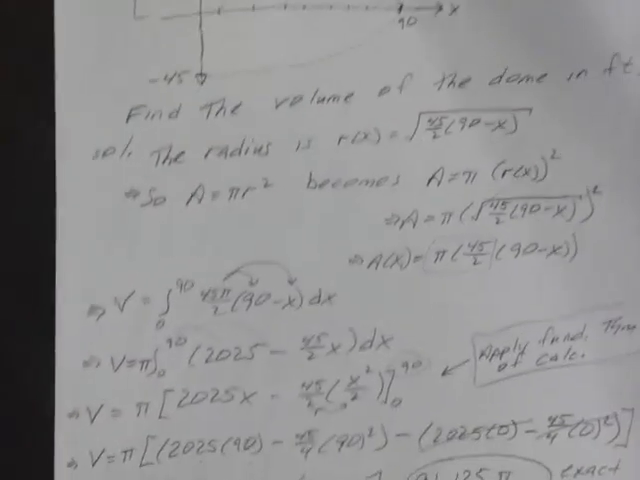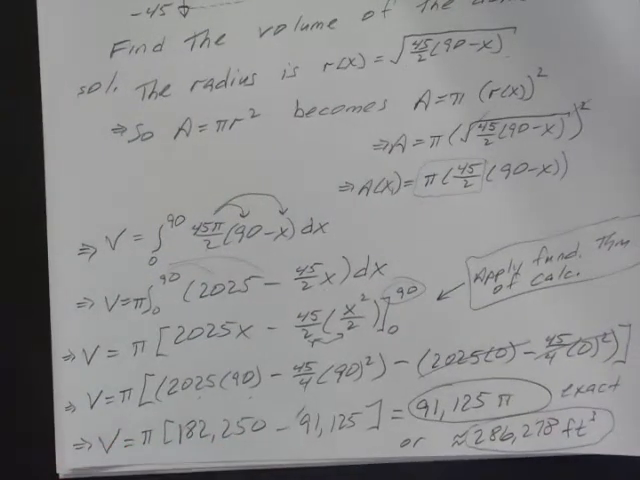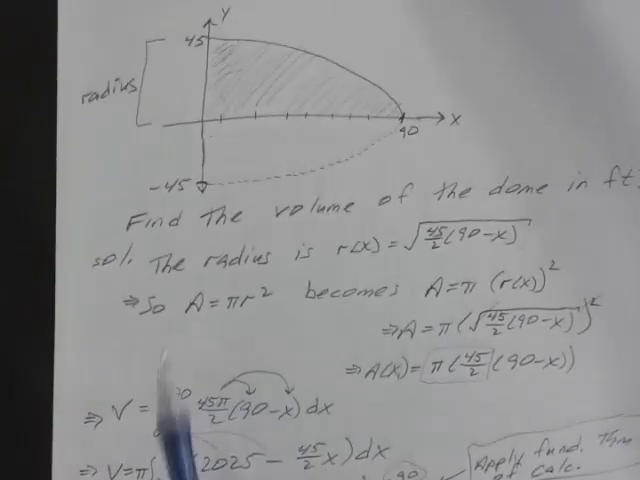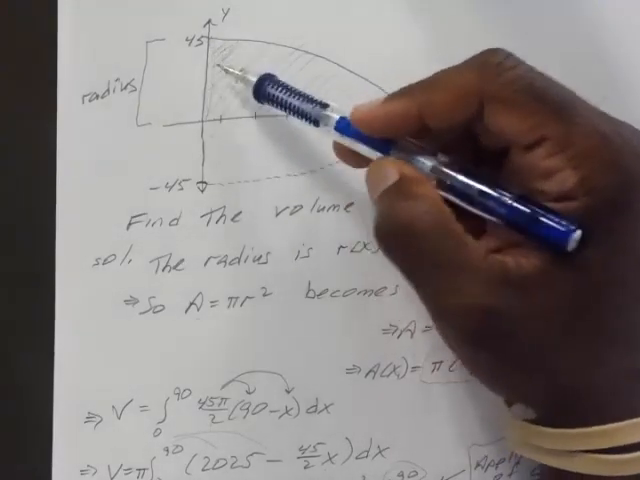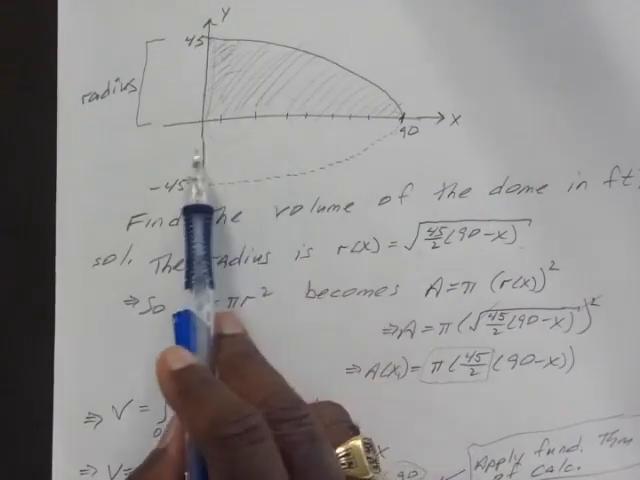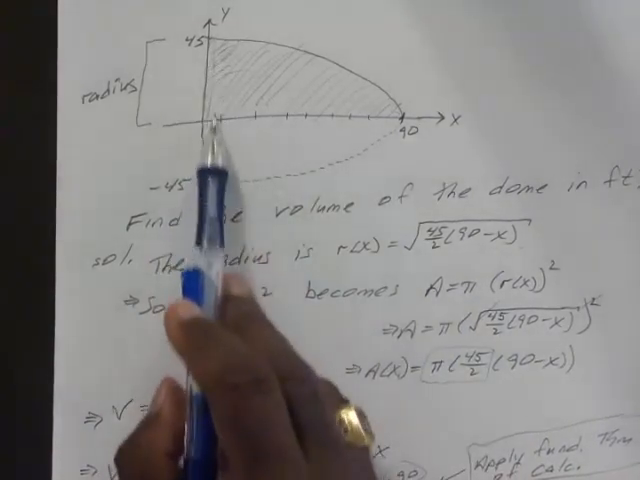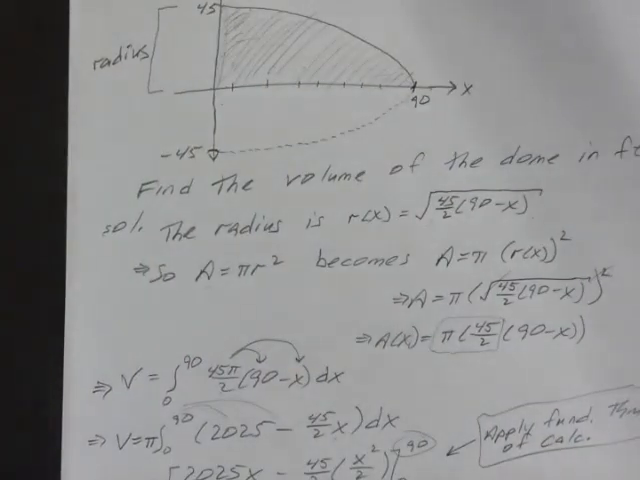Why did the area become pi r squared? Oh, because the area is just a cross-sectional area. And that cross-sectional area, which is this part here, changes depending on the value of x. So as x increases, the cross-sectional area gets smaller. So we can't just say the radius is just this one value, because it changes little by little. Yep, exactly.